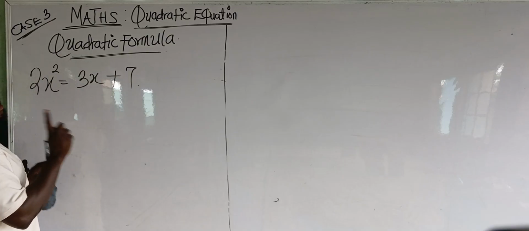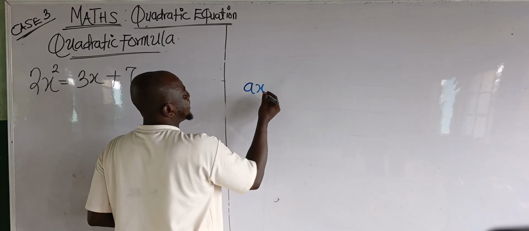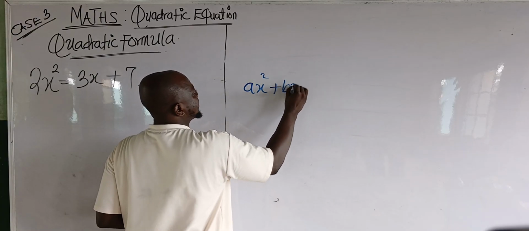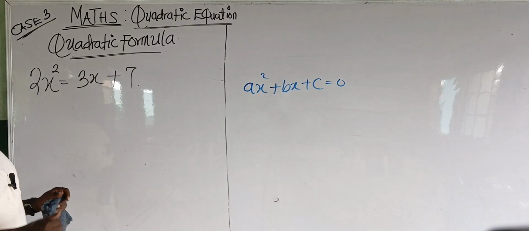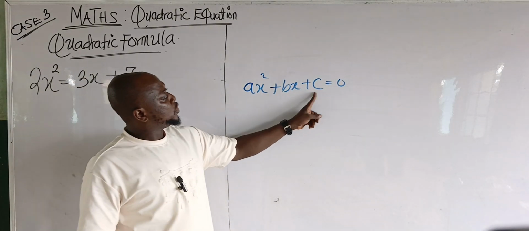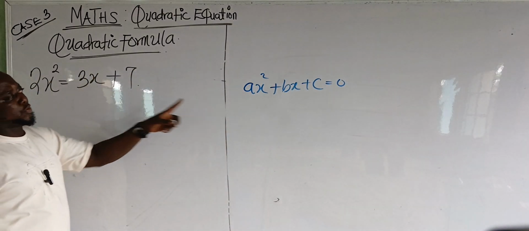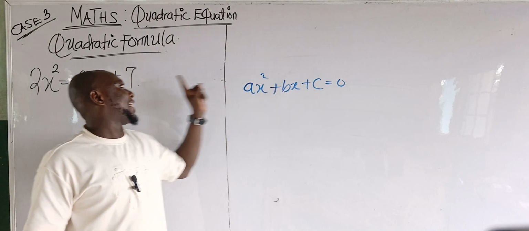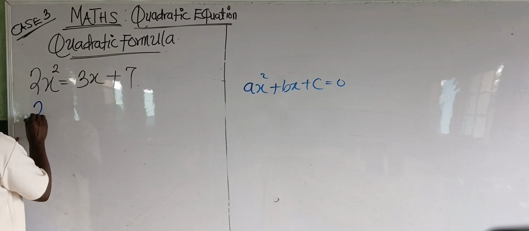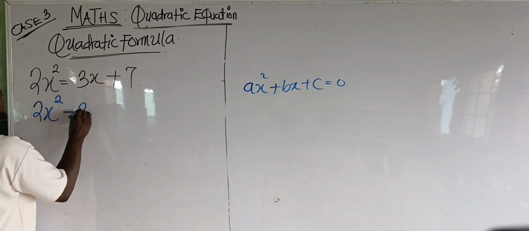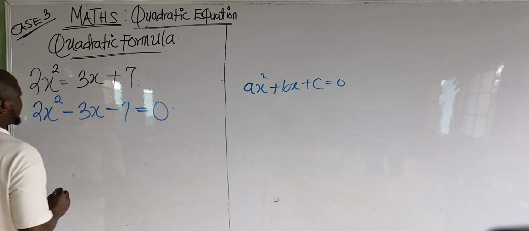From your arrangements, your general expression is this: we have this and this and this, all giving us 0. But what they did was take the 2 to the other side. They took the one with x to the other side, and took the constant to the other side. So I arrange them back: I'm having 2x squared minus 3x and then minus 7, all equal to 0.